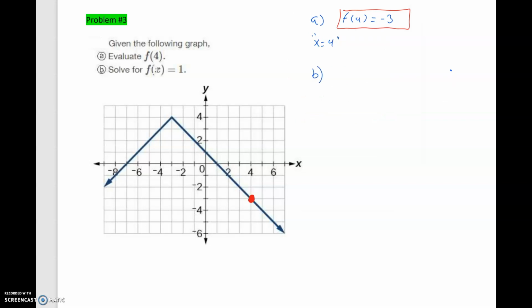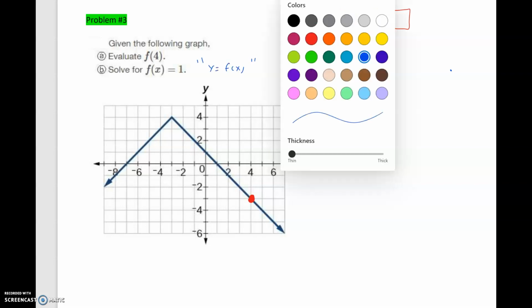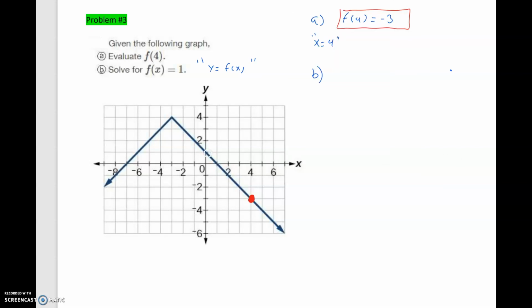For B, they're asking for the following. Look at the function and find out all the x's that will give you a y of 1. Remember that technically y represents f of x. So in this case, we're looking at your y values that happen to be 1. Remember, these are your y's. So that would be 1 here and then another one there.